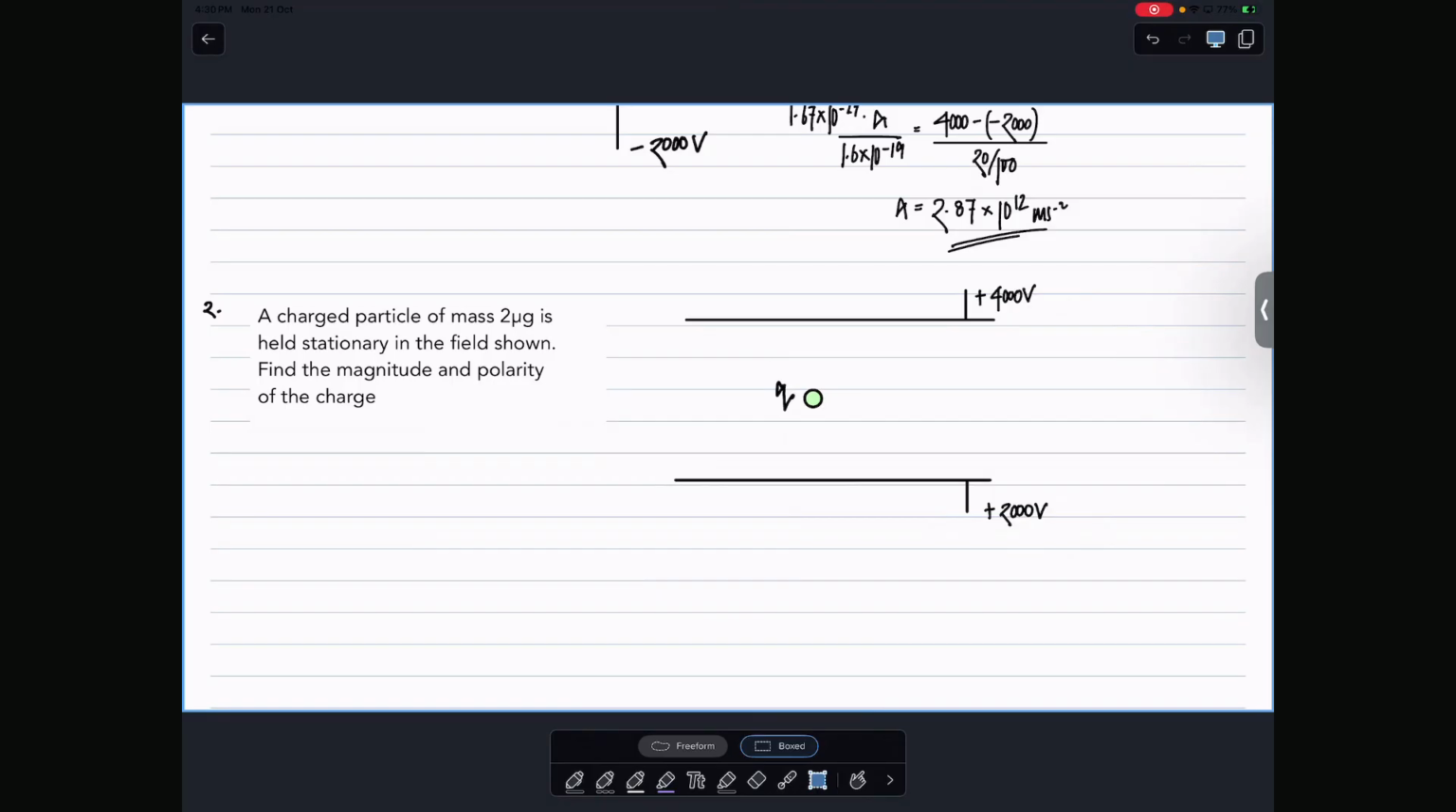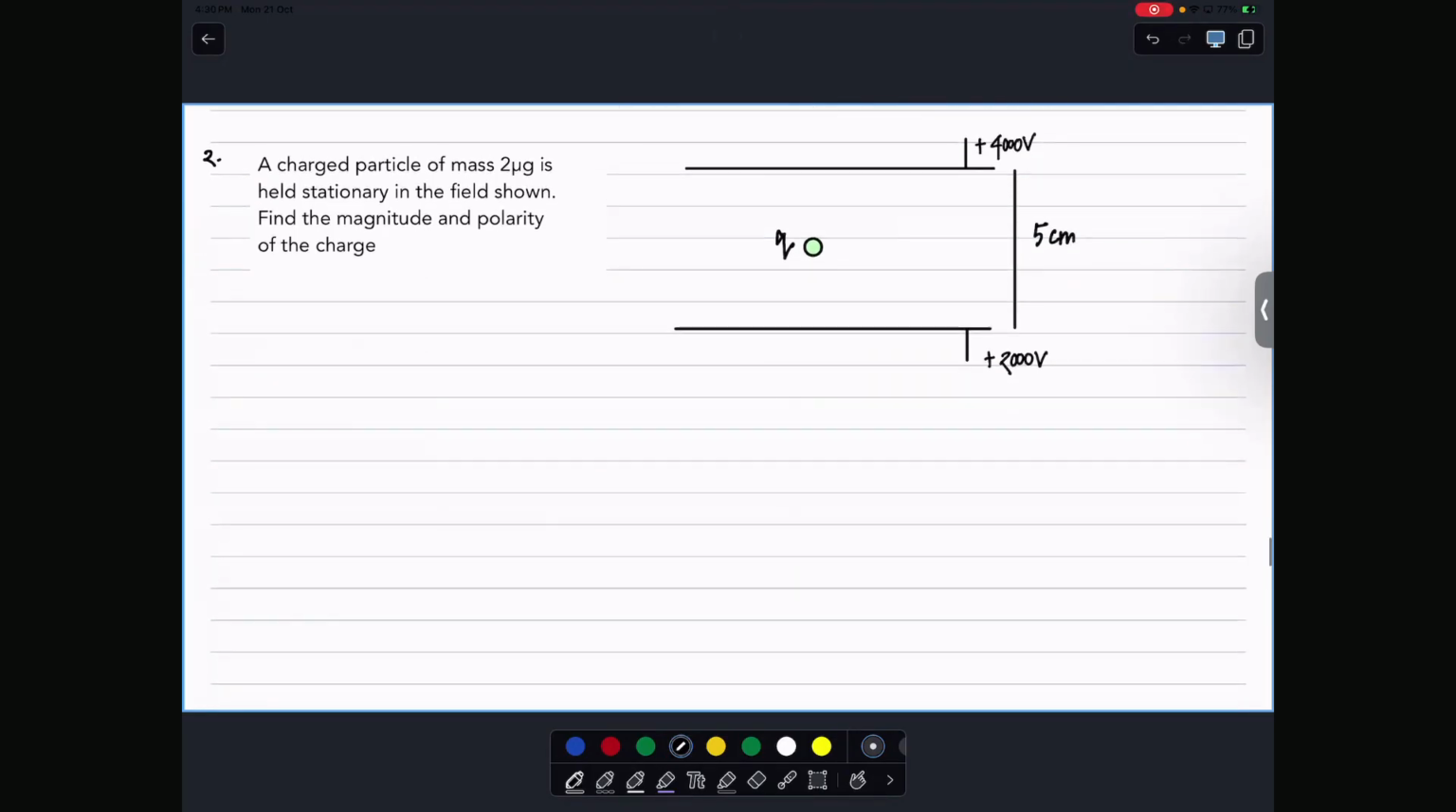One microgram is 10 to the power minus 6 gram. Oh, sorry, distance 5. So a charged particle is held stationary, and you need to figure out how much charge it has. Also, the polarity of the charge. When is it plus or minus?